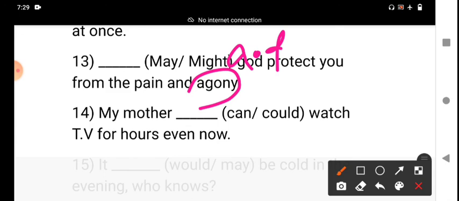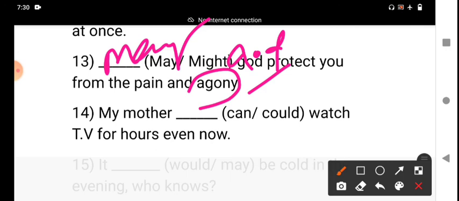Which verb is more suitable? Modal verb may is more suitable. This is the right answer. Might is not the right answer. May God protect you from the pain, and may God bless you. May God protect you.